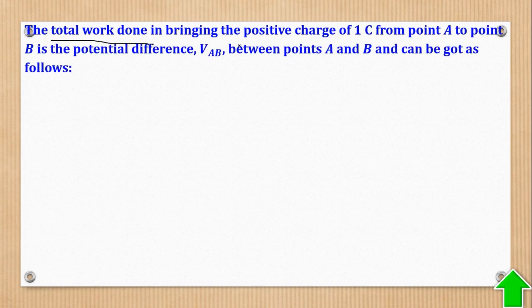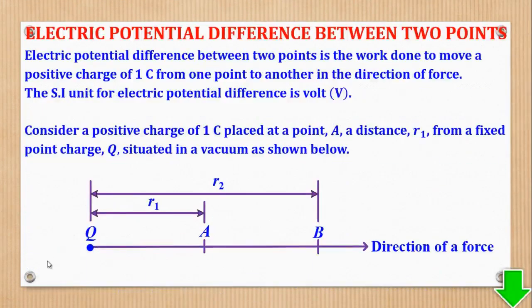So the total work done in bringing a positive charge of Q1 from point A to point B is the potential difference, which is denoted by VAB, between 2 points A and B, and can be got as follows. Now you should note that we are moving in the direction of the force. For example, if you look at this diagram, previously it was against the electrostatic force, so it was being moved in this direction. But now it is in the direction of the force, therefore it has to be moved from A towards B, which is in the same direction as that of the force. So that's what this phrase "in the direction of force" means.